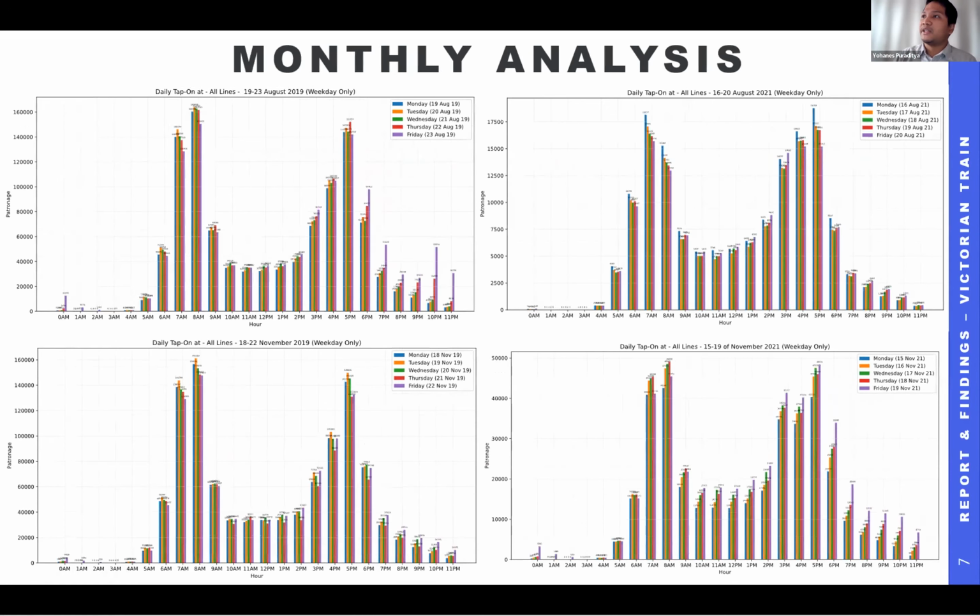The same thing also happened in August and November. Between 7 and 9 for both months, in both 2019 and 2021, the peak hours in the day are still at 8 and at 5. There is no shifting in the peak hour.